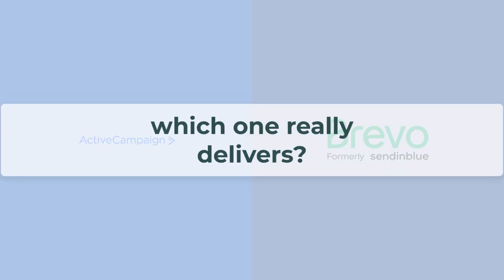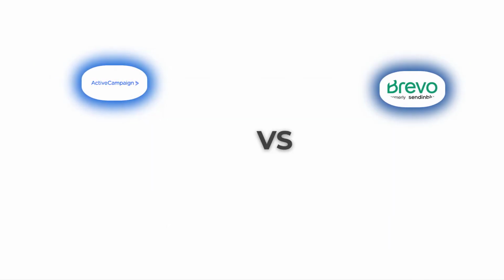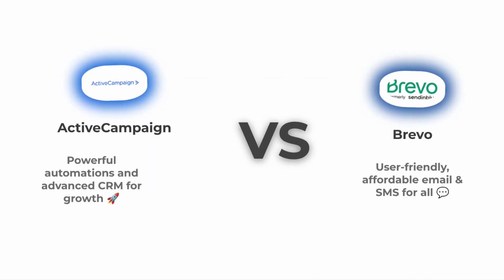ActiveCampaign and Brevo, two major players in email and marketing automation. One big question: which one really delivers? On the left, ActiveCampaign, offering powerful automations and an advanced CRM for ambitious teams. And on the right, Brevo, user-friendly, affordable email and SMS built for everyone.